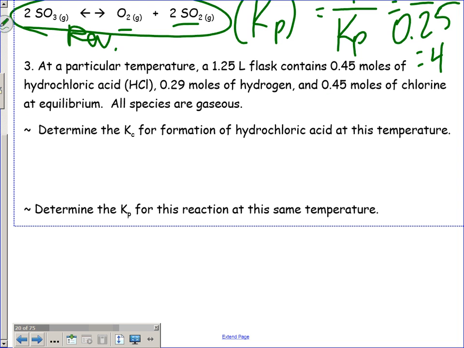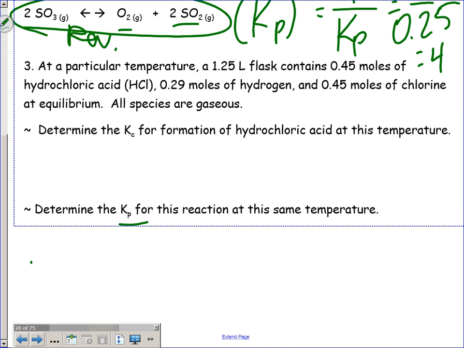Okay, so the last piece of this is now taking information from Kp and finding Kc from that. So at a particular temperature, all species are gaseous. Determine the Kc for the formation of hydrochloric acid at this temperature. So I'm looking for Kc. Do I have information for Kc? I'm given moles and liters, right? And then you'll see later it says determine the Kp for this reaction, which will take our Kc at that point and plug it into what equation? The politically correct one. So we're quickly doing this one, okay?